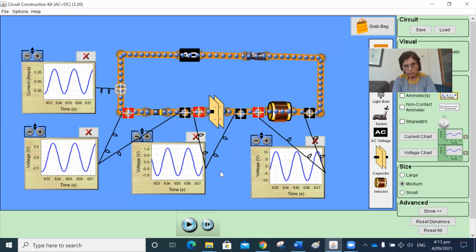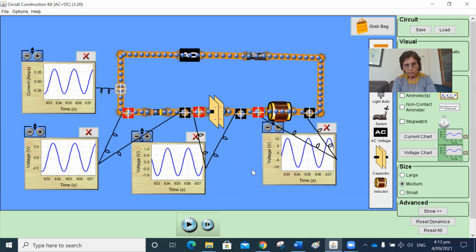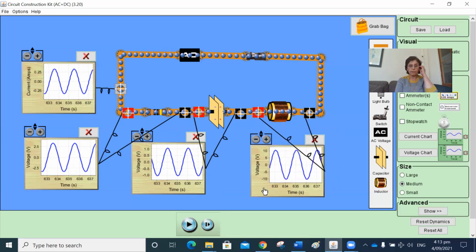If we compare these two together, then you can clearly see that this one has become 0 from a negative value, whereas this one has become 0 from a positive value. In other words, the voltage across the capacitor and the voltage across the inductor have opposite phase, or they are 180 degrees out of phase. Let's turn it on again.